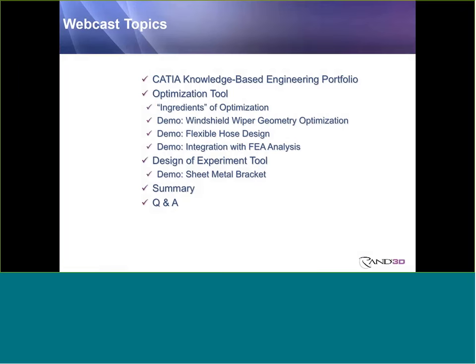The topics today, we're going to talk a little about CATIA knowledge-based engineering portfolio, and we'll discuss a couple of tools, the optimization tool and the design of experiment tool. I'll be doing a lot of demos because the best way, we believe, to show a product or capabilities is to run through a live example. In the end, we'll summarize what we've learned today, and we'll have some time for questions and answers. If you have questions along the way, feel free to ask using the chat window. Otherwise, we'll leave the questions until the end of the session.